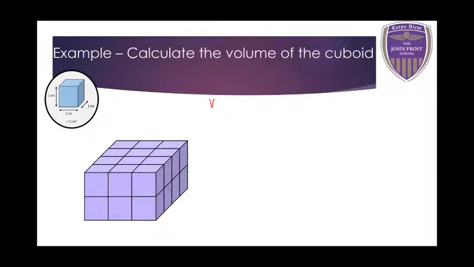When we calculate the volume of cuboids, we have a nice easy formula to remember. It is height multiplied by width multiplied by depth. Okay, so if we have a cuboid here, the cuboid on the left, we're told that each cube is 1 centimeter high, 1 centimeter wide, and 1 centimeter deep.